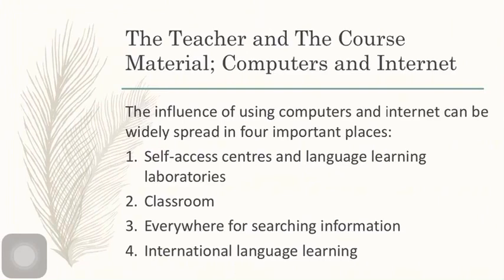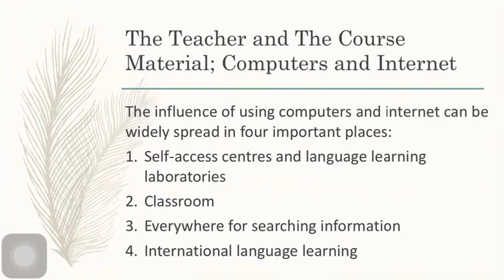Next, the teacher and the course material, computers and internet. The influence of using computers and internet can be widely spread in 4 important places. First, self-access centers and language learning laboratories. Of course, in this place, the teachers and the administration officer elaborate the materials to the learners. And then the second, classroom. Of course, the classroom includes teachers and learners, or both, who need computer and internet to establish the lesson.